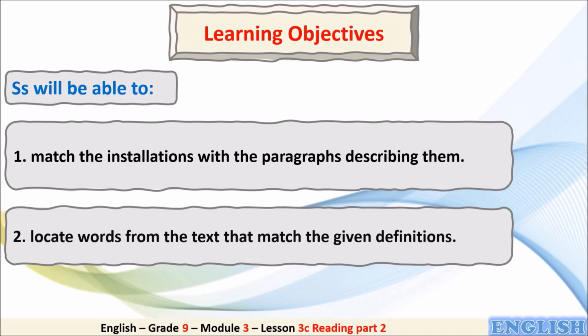As you remember, in reading Part 1, we recognize some words related to the reading text, Be part of the art. Also, we identify the suitable heading for each paragraph.